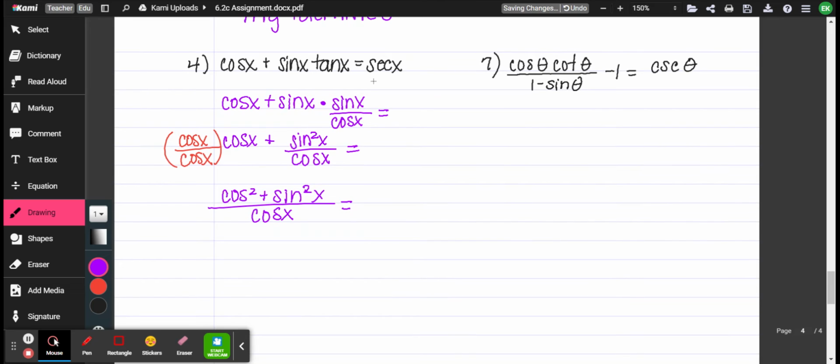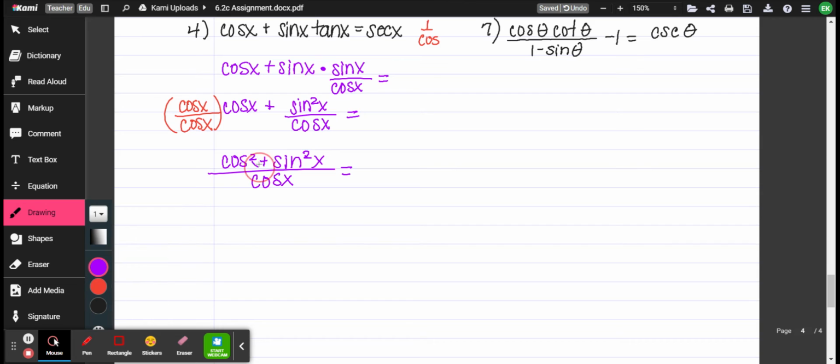Now remember, my goal is to end up with secant, and I'm keeping in the back of my head that I know secant is equal to 1 over cosine. So if I can somehow get 1 over cosine, then I know I'm one more step till the end. Now looking at this, I know I have an identity that cosine squared plus sine squared equals 1. So I'm going to simplify that. And I got 1 over cosine x, which is exactly what I was talking about. And I know that 1 over cosine is equal to secant. So I can finally make the statement that secant x is equal to secant x. We have proven what we wanted to, and we are done.